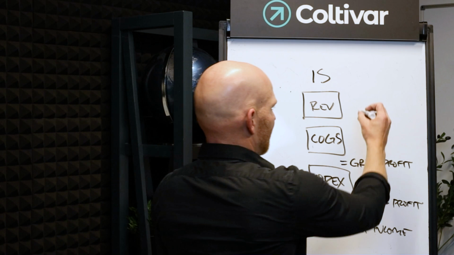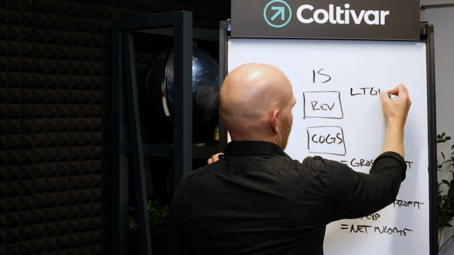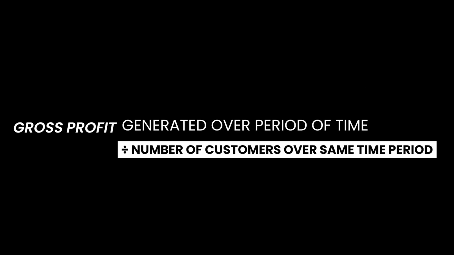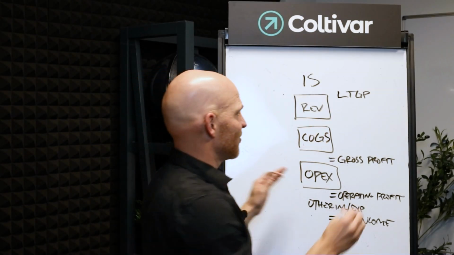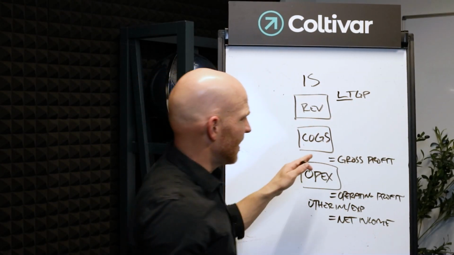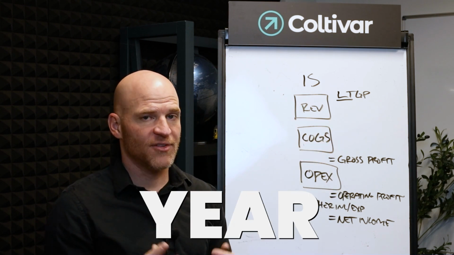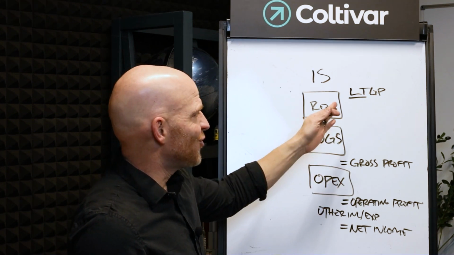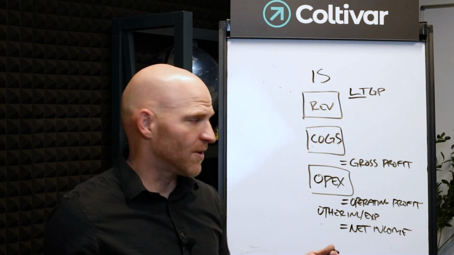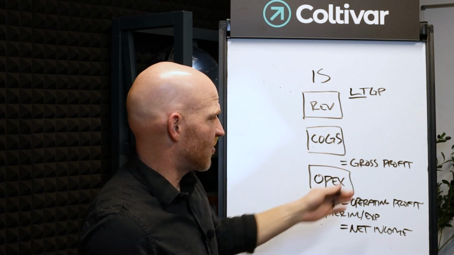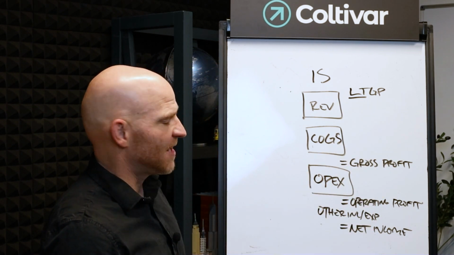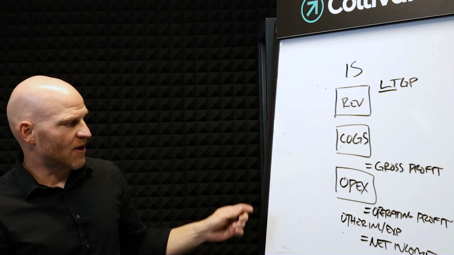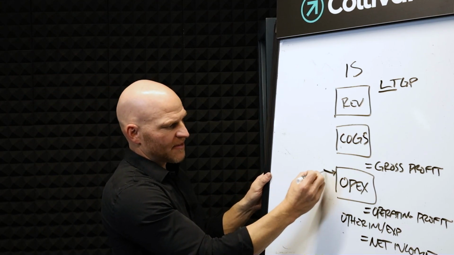So if you want to figure out your LTGP, all you're going to do is look at your gross profit generated over a period of time, divided by the number of customers that you had over the same period of time. Now, if you want to be conservative, right, and you don't understand what is the lifetime of your customer yet, then just take the gross profit for 1 year. That's the most conservative way to calculate this number. If you know the lifetime of a customer, let's just say it's 2 years or 3 years, then you can calculate it accordingly, right? You just take your gross profit over that same period of time divided by the number of customers, right? That will give you your LTGP per customer. Now, to figure out your customer acquisition cost, that's going to be a little bit different.